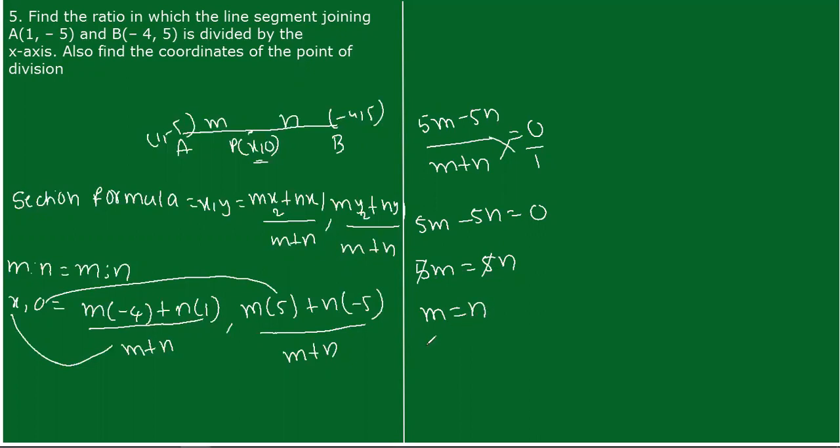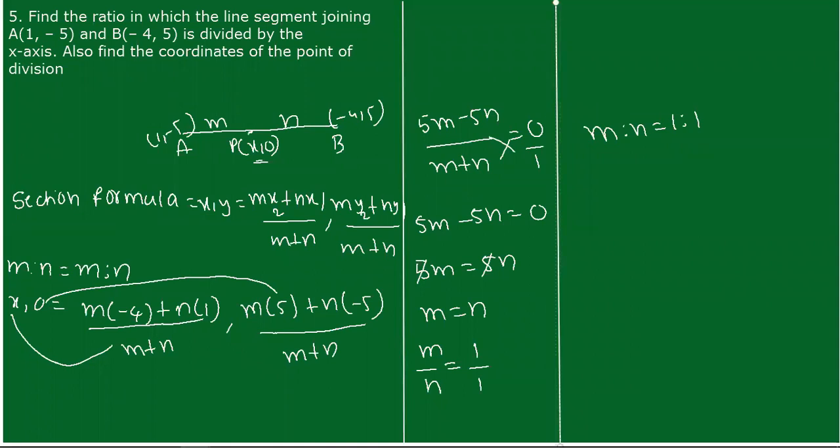So take this n value down, and the remaining value will be 1. I can write 1 by 1 also. So finally the m is to n ratio is 1 is to 1. Okay. Let me draw one small line here so you can understand easily.